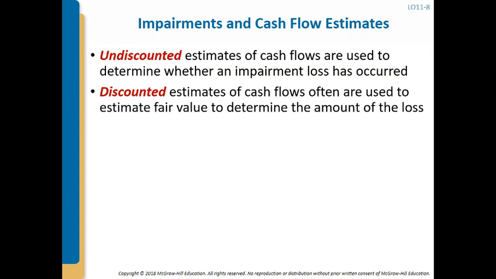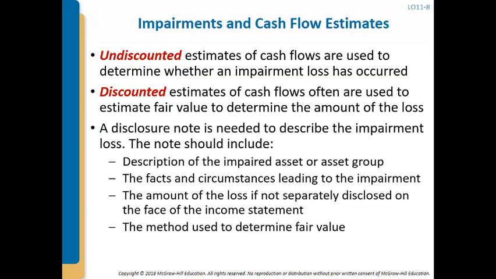So just so we're clear on this, in step 1 you take the undiscounted estimation of cash flows and compare it with the book value, and if the undiscounted estimates of the cash flows is less than the book value of the asset, then you go to step 2. And many times in step 2 you're using the discounted estimates of cash flows to figure out fair value.